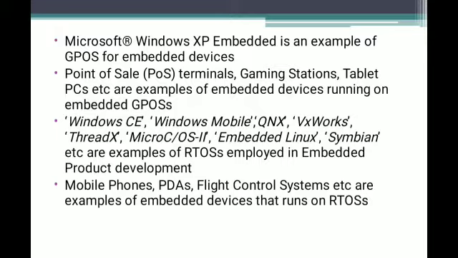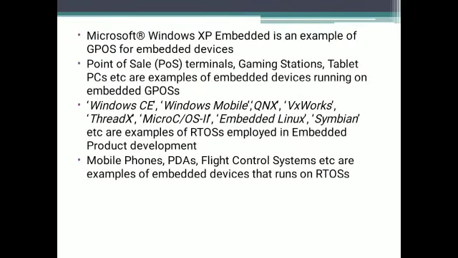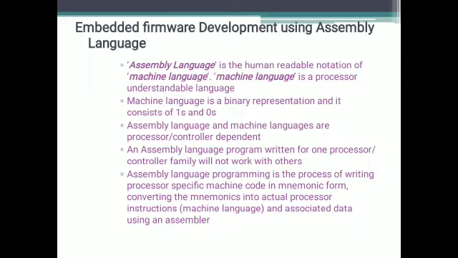Mobile phones, PDAs, flight control systems, etc. are examples of embedded devices that run on RTOS, right? Because they are very time critical. If a task is missed by a single millisecond, or a single microsecond, the whole system is going to collapse. So there you can't take the risk, you have to go for real-time OSs.